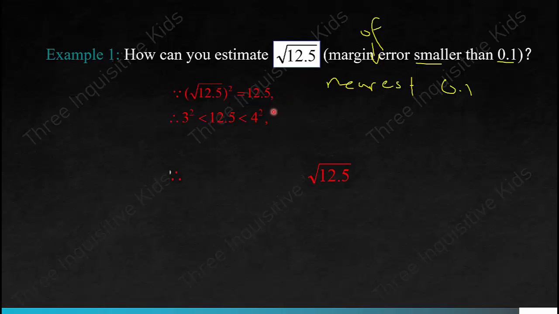And we know that 12.5 is greater than 3 squared, but less than 4 squared. And this is 9 to 16, by the way. So we know that this is greater than 3, but less than 4, which means that the integer part of the square root of 12.5 is 3.